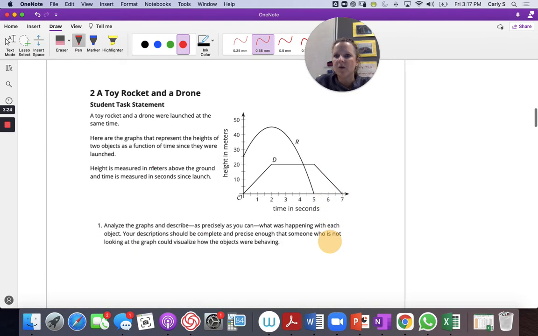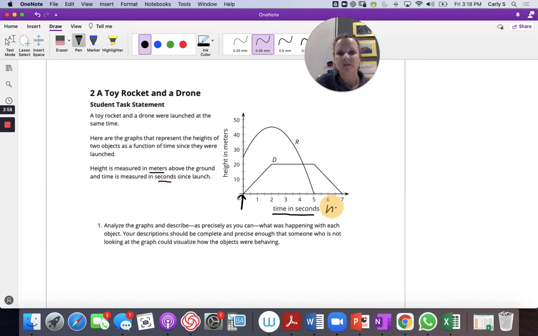All right, a toy rocket and a drone. Let's go back to a less eye-hurting color. Here we have a toy rocket and a drone. They were launched at the same time. So we see here time is our input. Here are the graphs that represent the heights of the two objects as a function of time since they were launched. Height is measured in meters above the ground, and time is measured in seconds since launch.